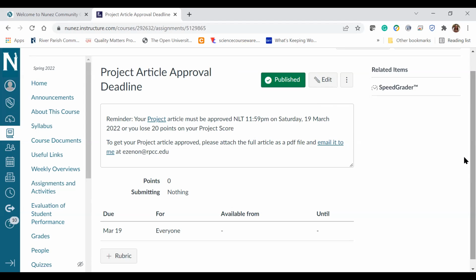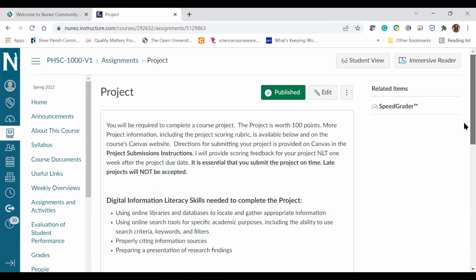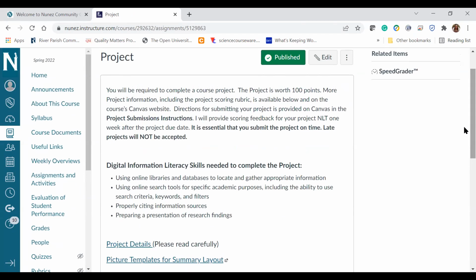To get your project article approved, you have to email me the full article as a PDF attachment. And once you send it to me, I'll take a look and tell you if it's acceptable. If it is, then you can go ahead and begin reading and preparing to do your summary. If it is not acceptable, I will explain to you why, so that you can begin to look for something different, right?